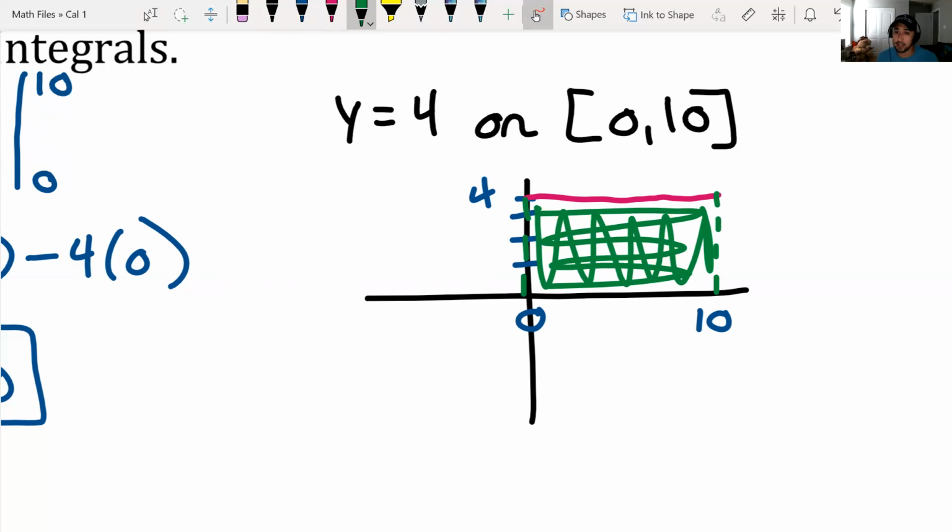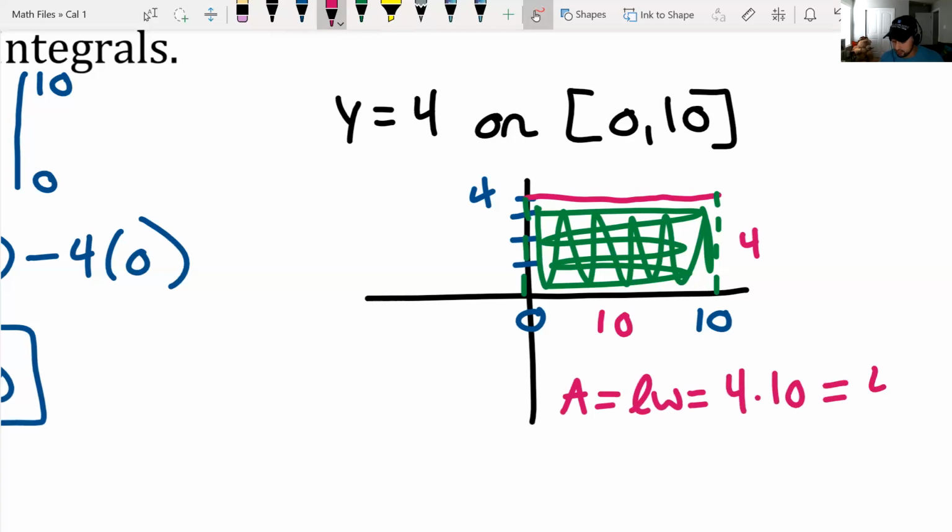It kind of makes sense because my graph actually looks like a rectangle once I put all the area in there, which means that this side was 4 and this side was 10. The area of a rectangle is length times width, or 4 times 10, which is 40. Crazy, right? So that's what we're finding: the area underneath a given function, a curve, a line on a specific interval.